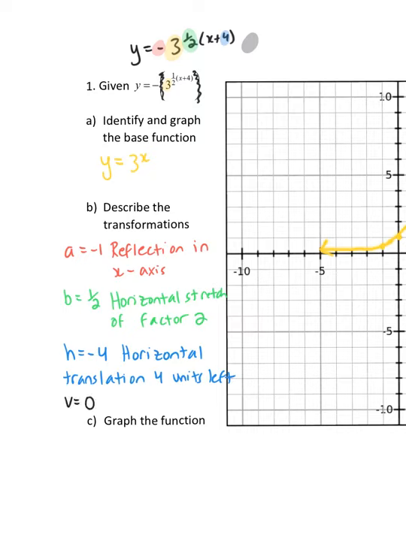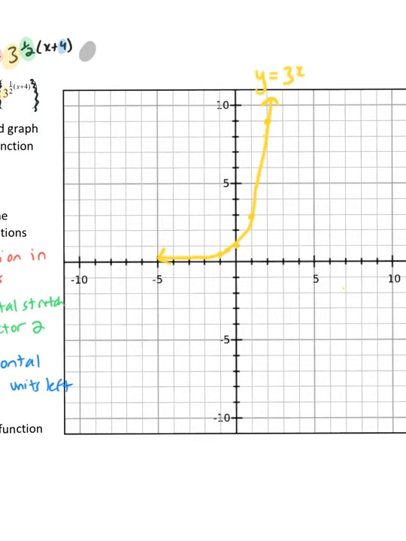So we would say that v is 0. So now we will go and graph the transformation. Remember, we're going to do this in 2 steps. We're going to apply a and b first, and then we will apply h and v. So we will stretch before we move.